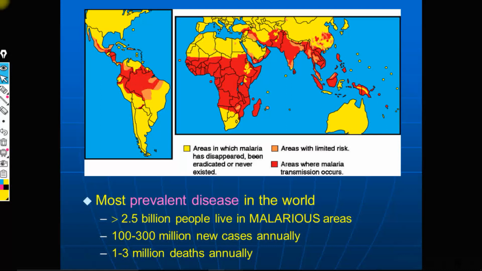Those are the areas where malaria transmission occurs, right? So almost 90 countries, and more than 2.5 billion people of the world are living in a malarious area, right? This is not a small figure, because almost 40% of the total population is being considered. And almost 100 to 300 million new cases are reported per year, and 1 to 3 million deaths are reported annually.